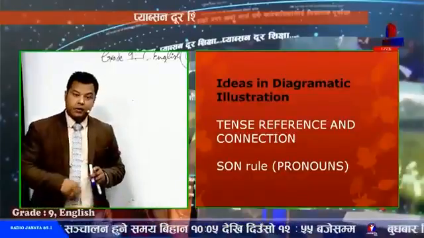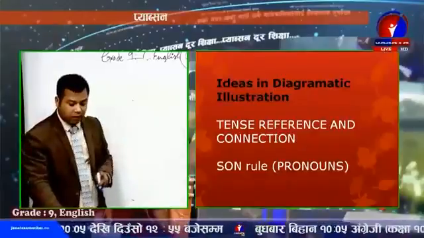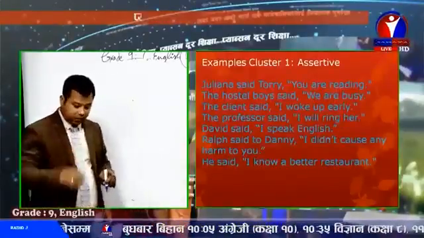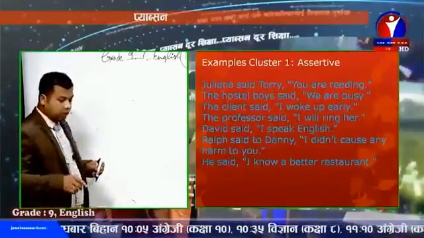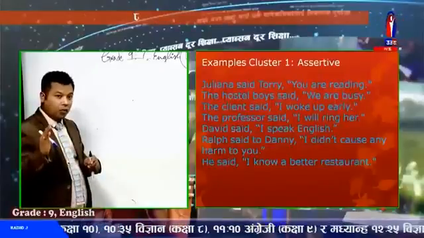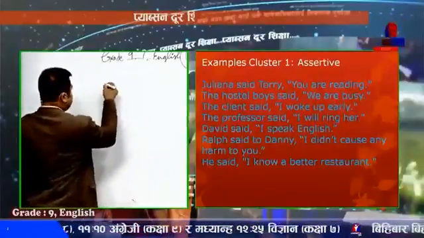Ideas and diagrammatic illustrations. In fact, I have already drawn that for you before. You must have copied it. The sun rule is already explained. Now we are going to pick up some sentences. I will do number 1 and one more number. We'll try to make it simple.